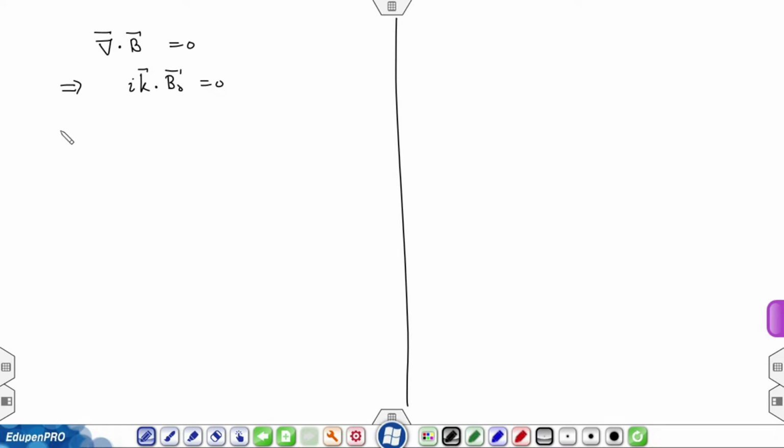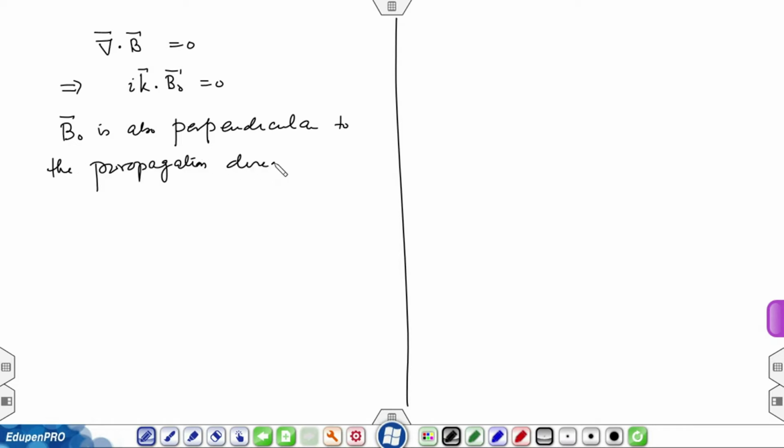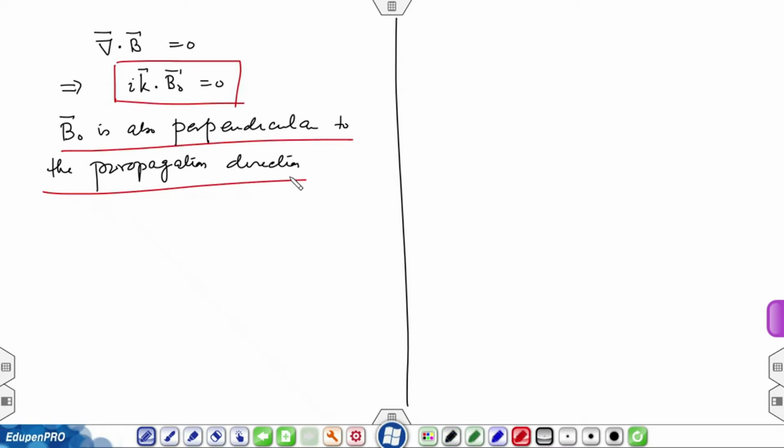So, B0 is also perpendicular to the propagation direction. Second Maxwell's equation satisfied. You may have done all this, but I am just repeating it for completeness. Third, I have curl of E equals minus dB/dt. And again, since I am using the complex notation, life becomes quite easy.